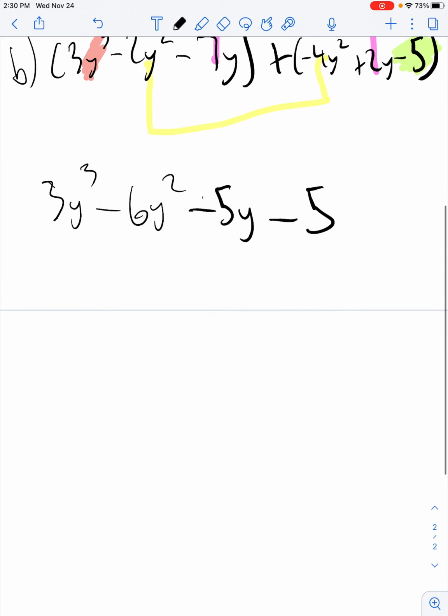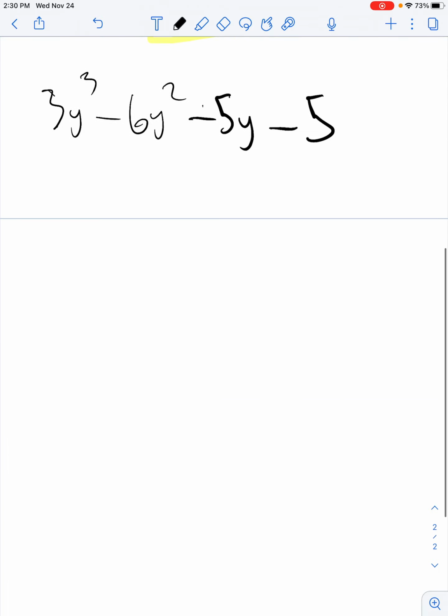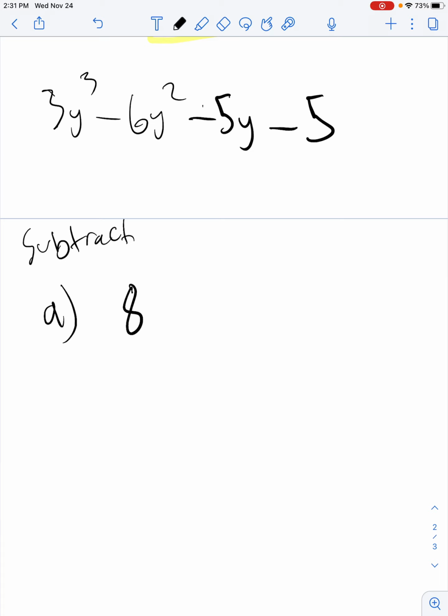All right, so that's adding. Now, if we look at subtracting, it's going to be very similar. You just have to remember that that negative sign may carry through. So, subtracting, call it part A. So let's take, again, we can do this in a horizontal or a vertical way.